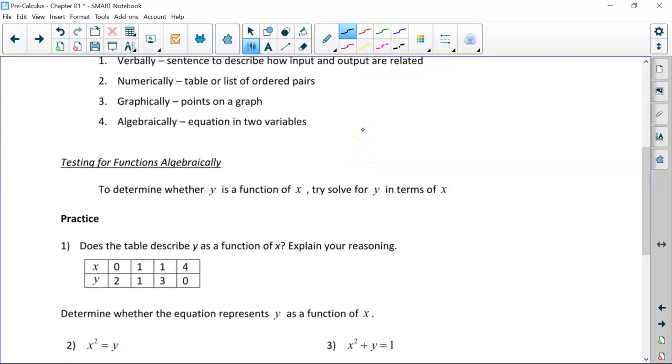Now, testing for functions algebraically, that's when we determine whether y is a function of x. We try to solve for y in terms of x. So now, in problem number 1, does the table describe y as a function of x? So if we look at y as a function of x, we want to look, does each input value, x, have one output value? And if you look at the input values of 1, it has an output of 1 and an output of 3. So because of that, different outputs, no, it's not a function.